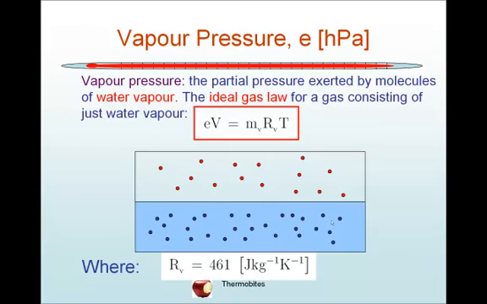We'll define vapor pressure then as the partial pressure exerted by molecules of water vapor. The ideal gas law for a gas consisting of just water vapor is shown here. E is the vapor pressure in hectopascals, or in the equation it will be in pascals, but we'll typically measure it in hectopascals, times the volume is equal to the mass of vapor times the specific gas constant for vapor times the temperature. And the specific gas constant for vapor is 461 joules per kilogram per Kelvin.